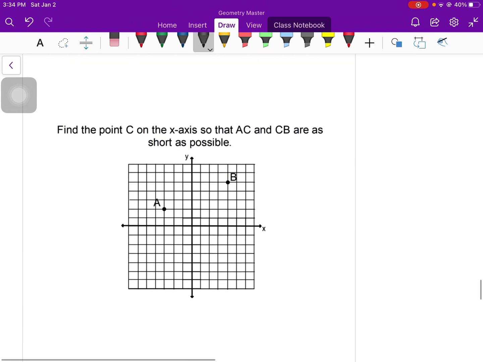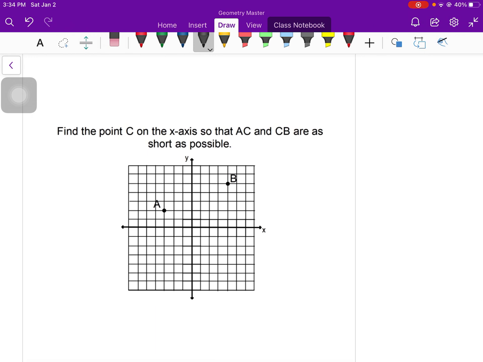All right. And now this next one says find point C on the x-axis so that AC and CB are as short as possible. Now, there are a few problems in your homework where this is going to be a little bit more challenging. So for this entire chapter, there are usually things that we like to use in person that it's not really feasible online. One of those is called a mirror. Okay, it's a brand name. It's basically a mirror that you can also see through. Since we can't use that, we have to make sure that we are using these grids.